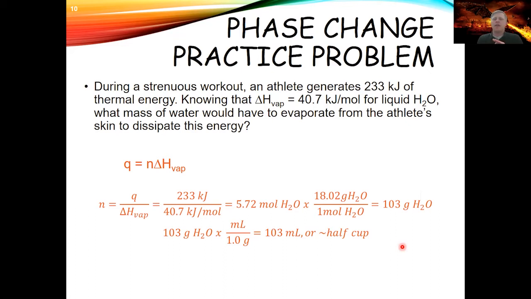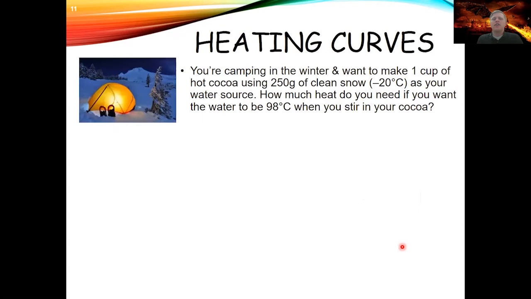Now let's combine a phase transition with heating an object up to that phase transition. Let's say you're camping in the winter and want to make 1 cup of hot cocoa using 250 grams of clean snow as your water source. How much heat do you need if you want the water to be 98 degrees Celsius when you stir in your cocoa? Okay, so we've taken a bunch of snow. It's starting at negative 20 degrees Celsius.